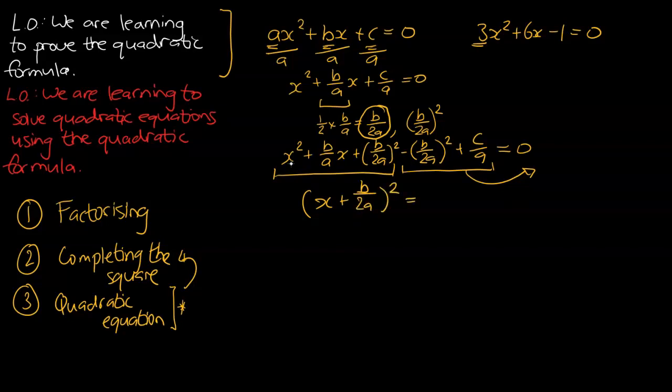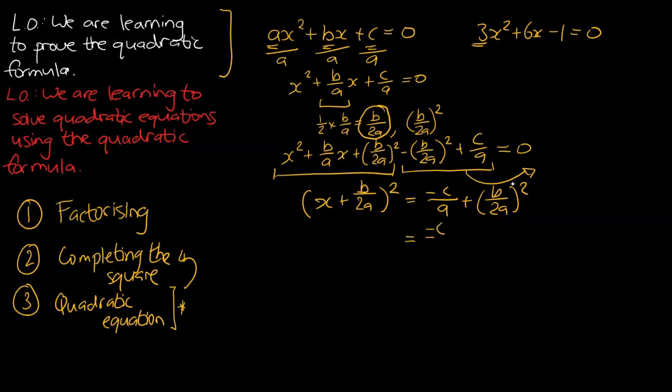And that's going to be equal to negative c over a, which is the opposite of positive c over a. And then we've got positive b over 2a squared. We're now going to focus on that right-hand side just to simplify it up a little bit, and this is where I'm going to get rid of that bracket.